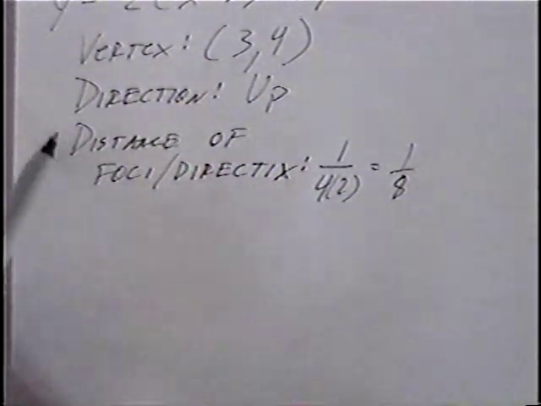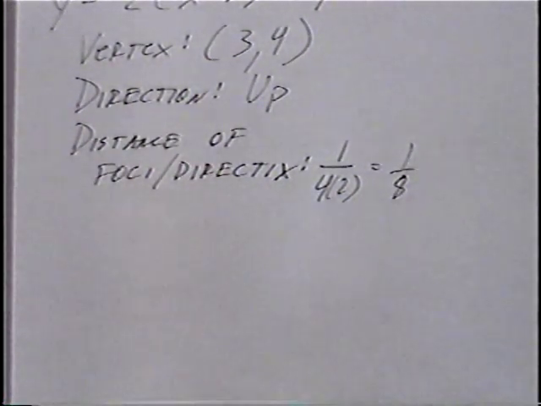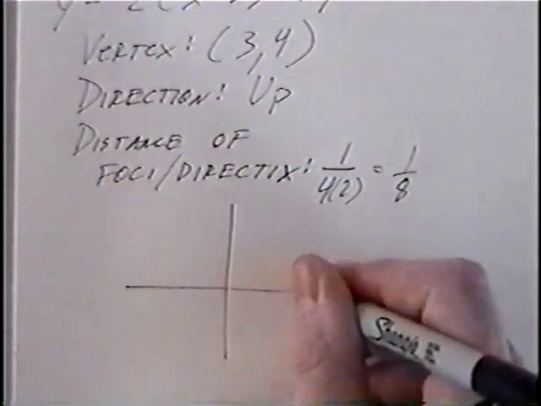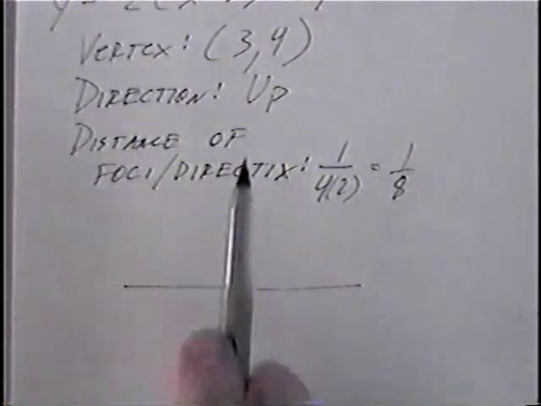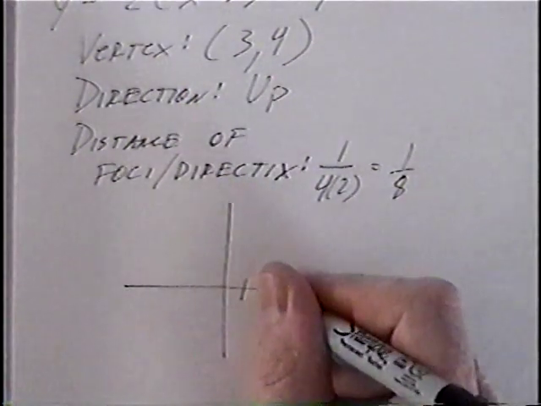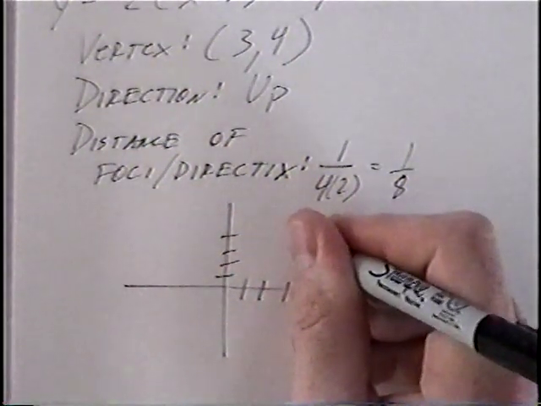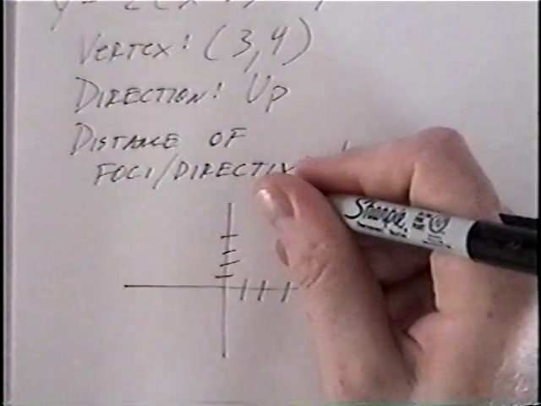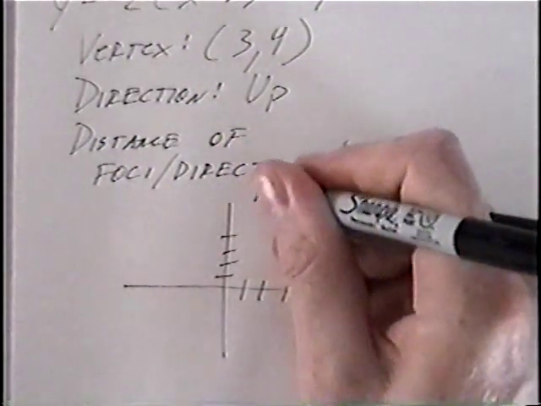From here, after we have the vertex, the direction, and the distance of the foci and directrix, we can draw the graph to graph the parabola. The vertex would be at 3, 4. The direction would go up, so we'll sketch a parabola going through the vertex, pointing up.